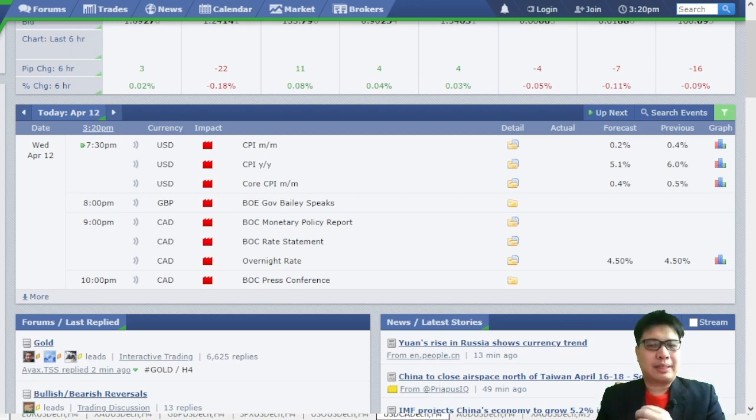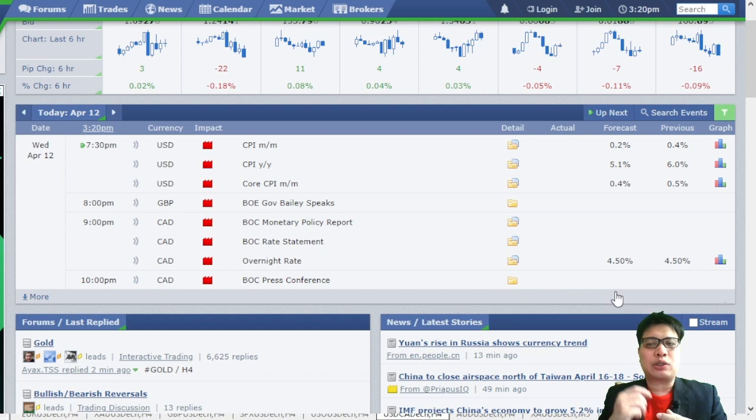Today we have some big, very high impact events, which is the inflation data in the US. We know that lately there has been a slowdown in inflation. We will see what happens with the data, which is the CPI. CPI is the Consumer Price Index, one of the indicators showing what happens to the inflation data in the US.